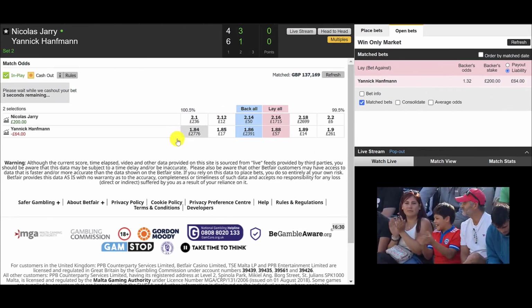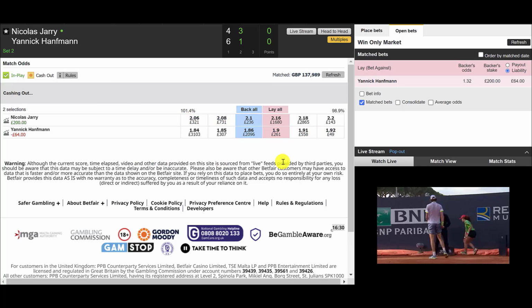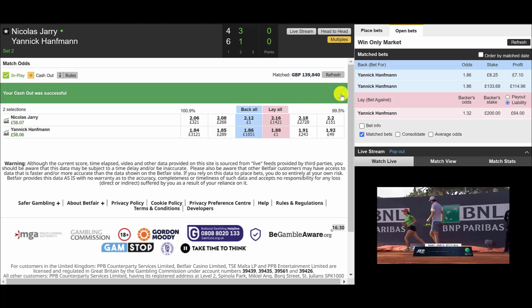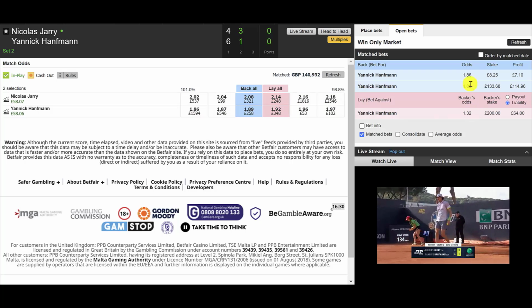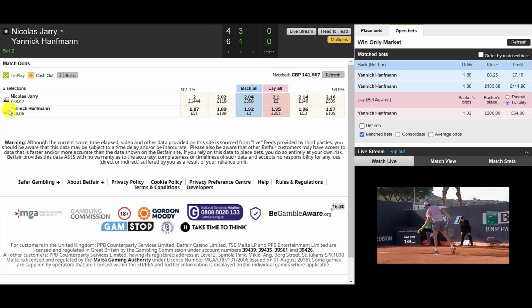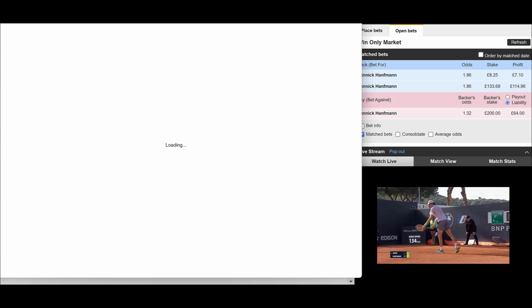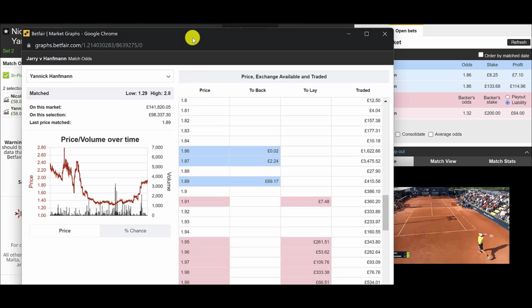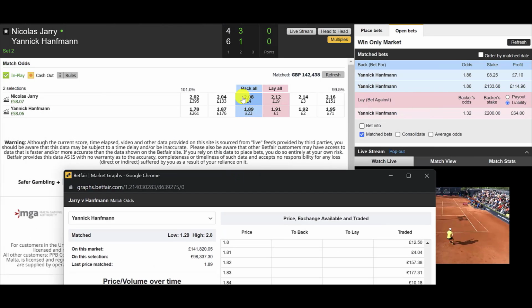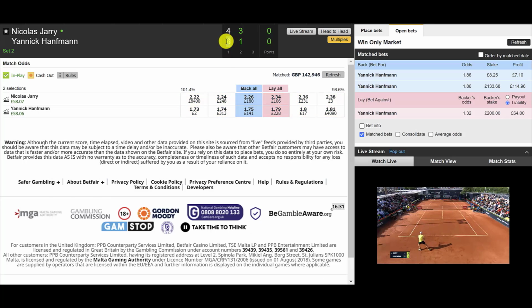So here we are. It's just gone 3-1 to Jarry in this second set. So you can see a really nice price swing on Hanfman as a result of this. We laid him at 1.32. We just got out there at 1.86, and we've got £58 of profit locked in. So you can see what a lot of people call an overreaction by the markets just because the early break has gone to the losing player. If we look at this, it's almost like it's gone back to even. So the markets are now saying this is an even money shot, even though Hanfman has won the first set.